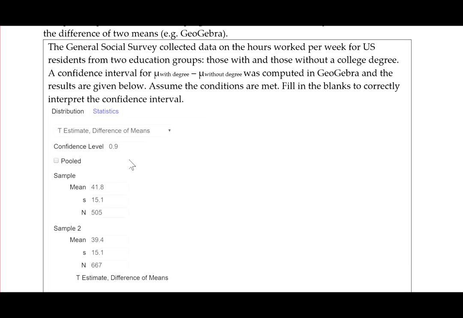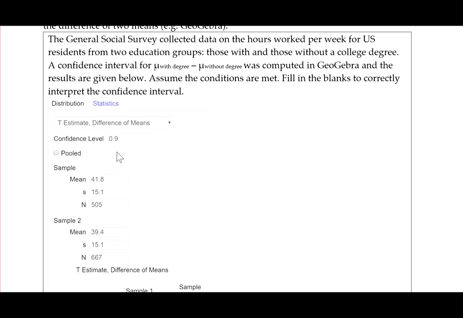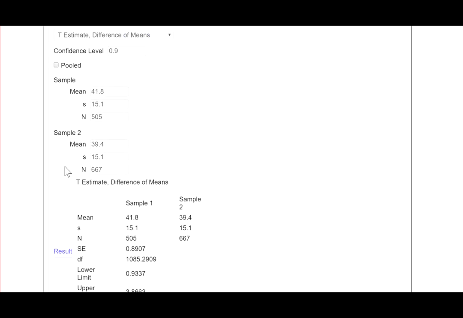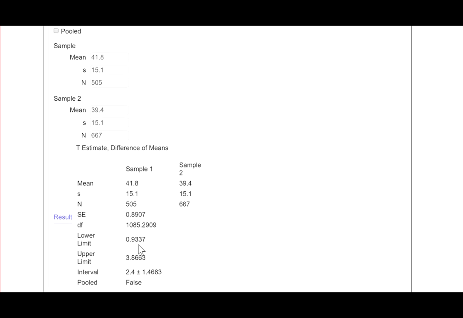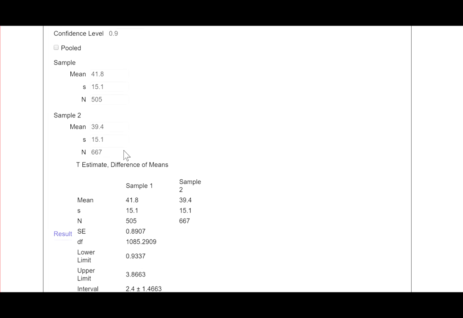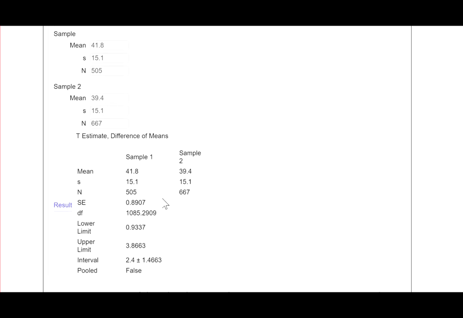You can see that we selected a t-estimate for the difference of means. A confidence level of 0.9 was entered. And then we have the data for the first sample, that's our with degree group, and the second sample, which is our without degree group. And then we have the output, which includes the lower limit and the upper limit of our confidence interval. To interpret a confidence interval, we'll need those lower and upper limits, and we will also need the confidence level. 0.9 means we have 90% confidence.